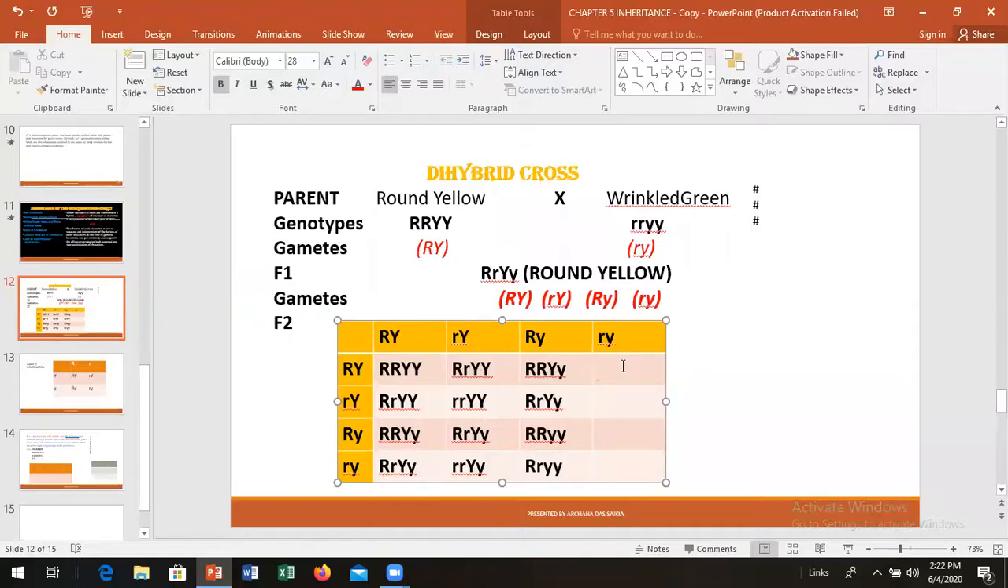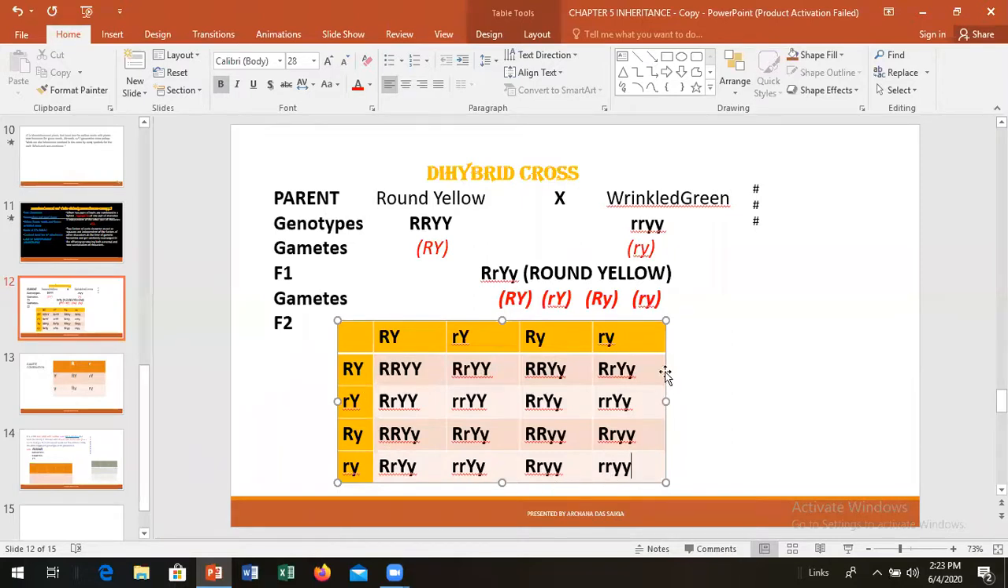Coming to the next, the 13th individual. The 13th one will be R, then small r, capital Y, small r, capital Y, then small y. Yes, good. The next R, Y, Y. The next capital R, Y. Am I correct? Yes, ma'am. So we got these individuals.